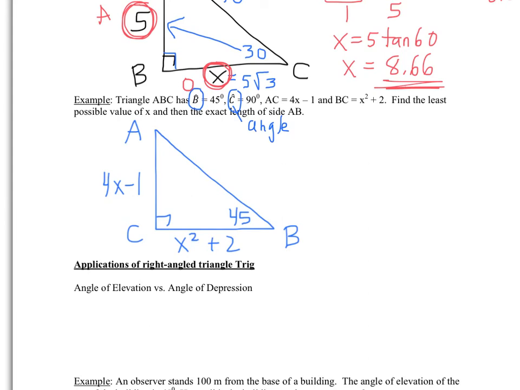Well, if we have a 45-degree angle here, then we must have another 45-degree angle. Alright, and that means it's really isosceles, and therefore 4x minus 1 is going to equal x squared plus 2. The question wants us to find the least possible value of x and then the exact length of side AB. So let's go ahead and solve this equation. Let's subtract over 4x. Let's add over a 1, so then we're going to have plus 3 equals 0.